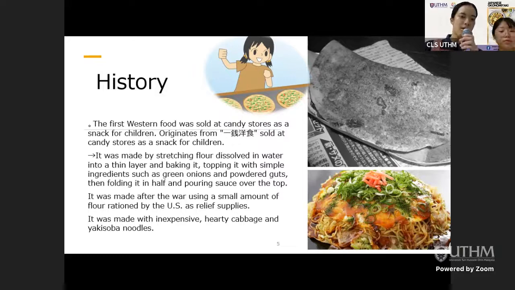It was made by stretching flour dissolved in water in a thin layer and baking it, topping it with simple ingredients such as green onions and powdered fish, then folding it in half and pouring sauce over the top. It was made after the war using a small amount of flour rationed by the U.S. as relief supplies. It was made with inexpensive, healthy cabbage and yakisoba noodles.